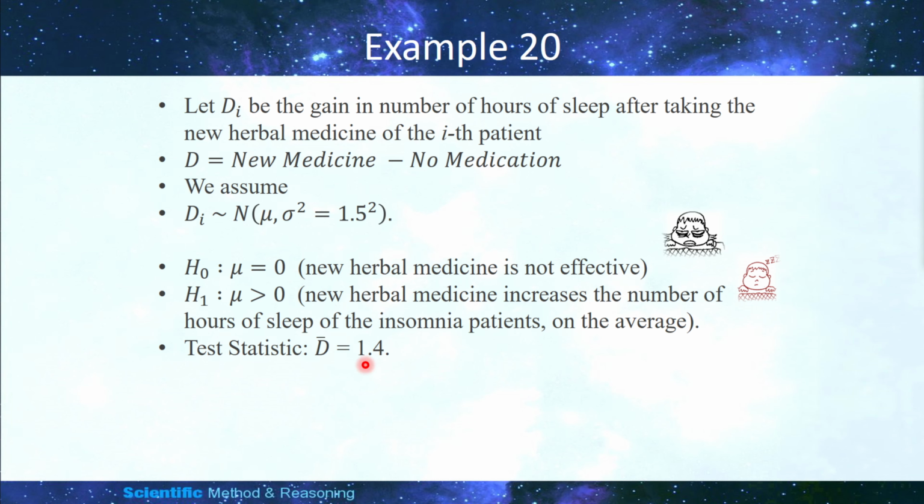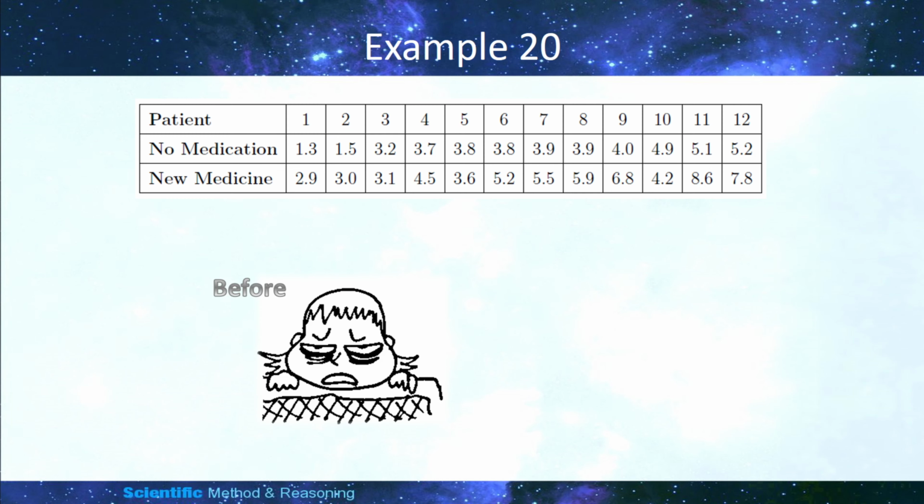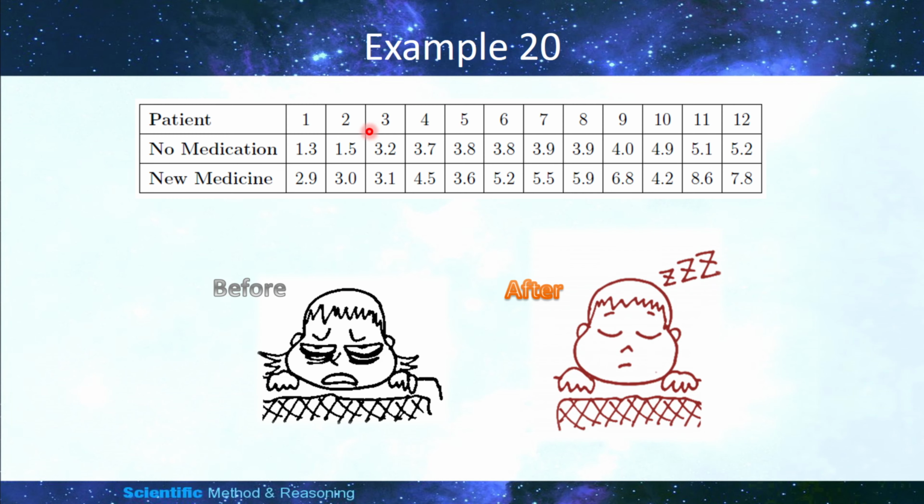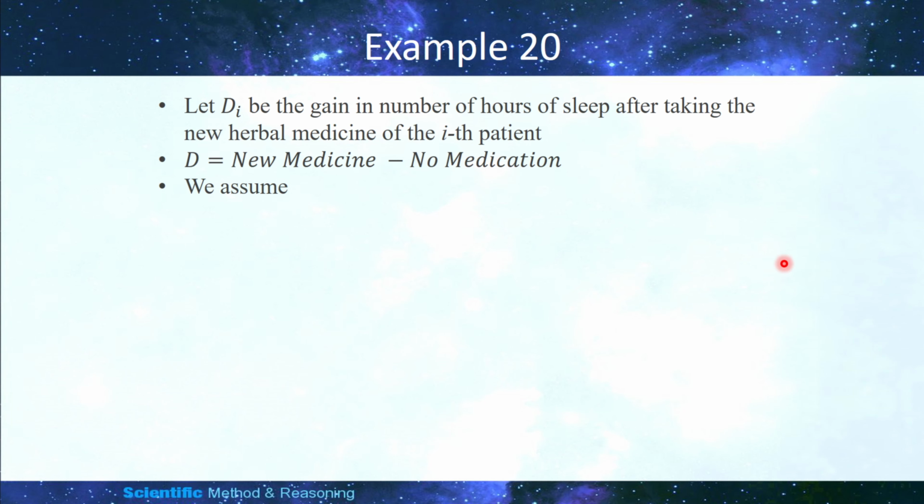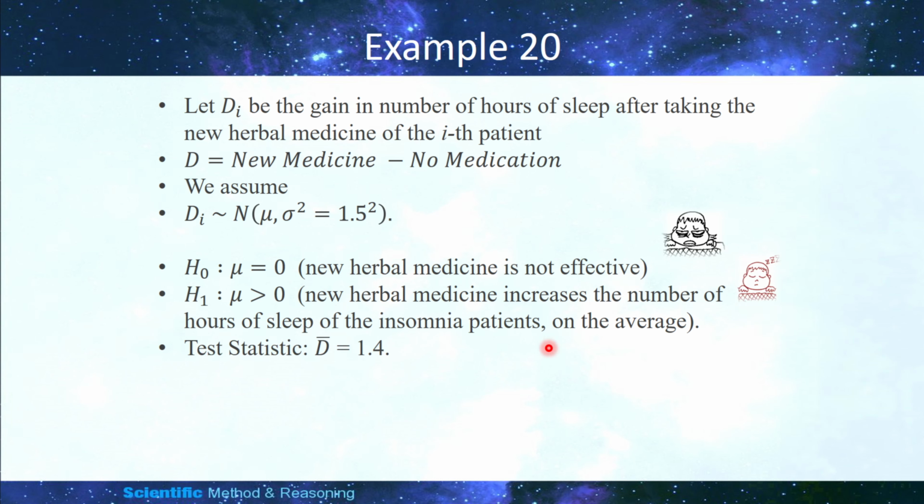To continue, we have a test statistic of d bar equals 1.4, which is a consequence of taking the difference of the paired samples and then taking the average of the differences. The question is whether this test statistic 1.4 is large enough to reject the null hypothesis. So we take a look.